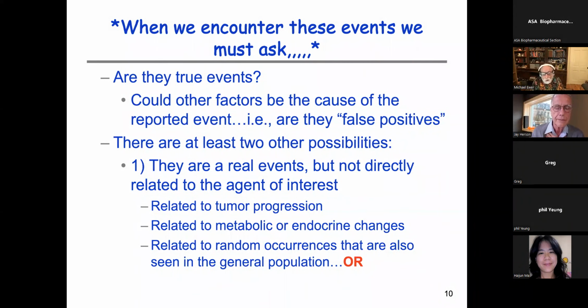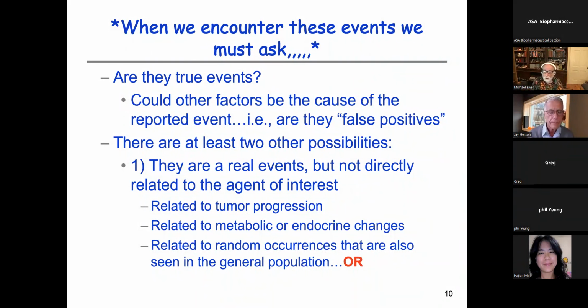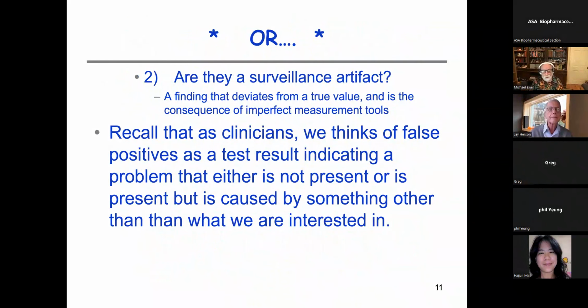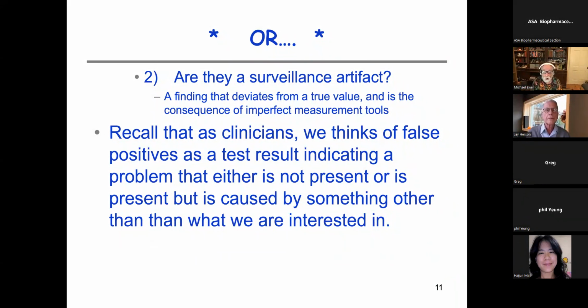So what could cause something that could be confused with an adverse drug reaction, but isn't really related to the drug? It's related to tumor progression. It could be related to metabolic or endocrine changes. It could be related to random occurrences, also seen in the general population. Or these things could be, and this is what Jay and I have worked so hard to drive home, could they be a surveillance artifact?